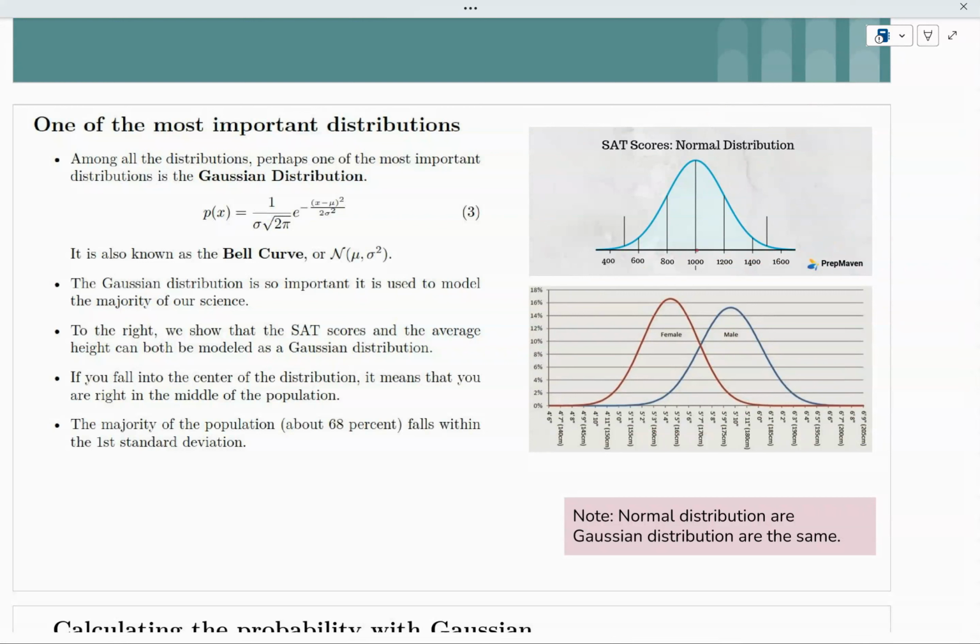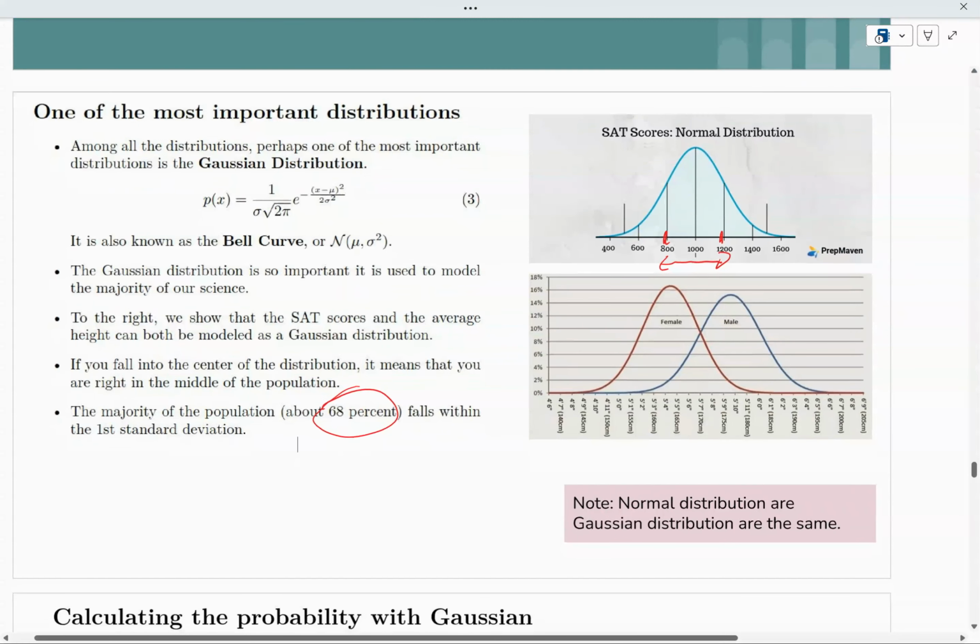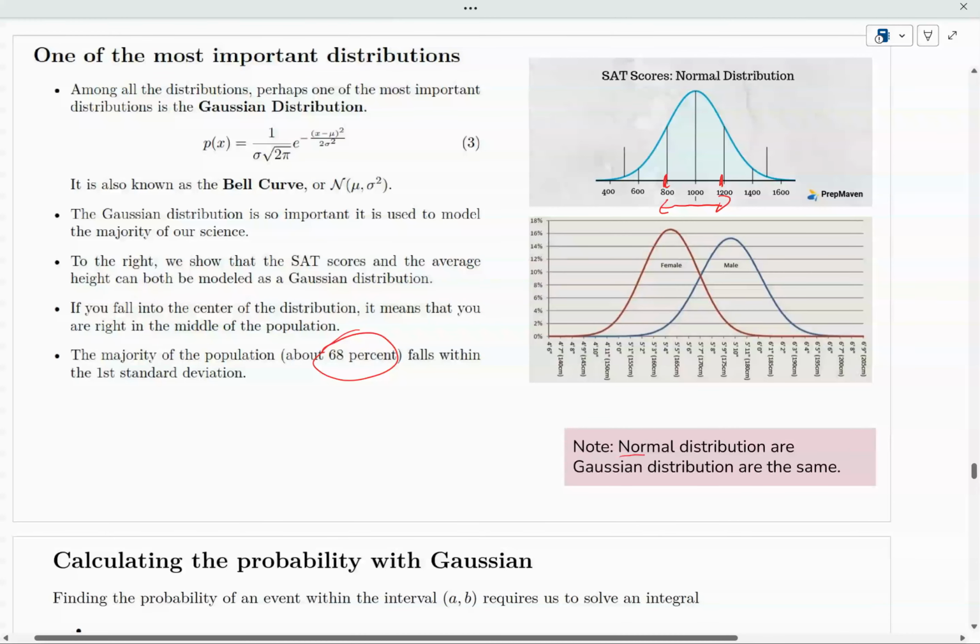So if you fall in the center, that means you're like the majority of the people, right? And if you fall in the side, then you are the minority. And majority, 68% specifically, falls within the first standard deviation, which is from this point to this point. So 68%. This is basically how we measure the population very commonly. Another name for the distribution is normal distribution. So Gaussian and normal, they're the same thing.